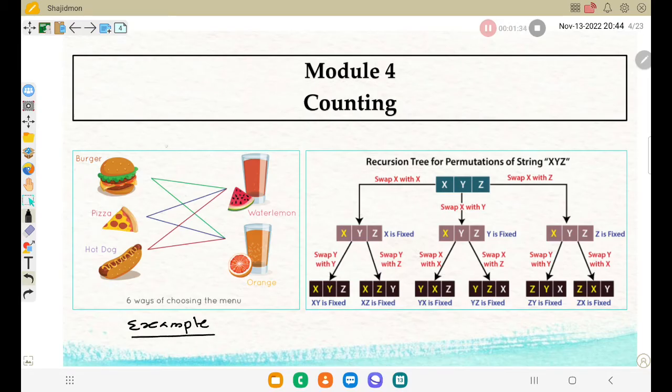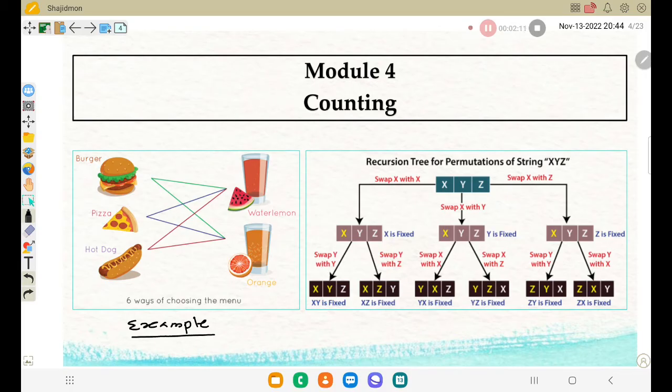For example, if you are going to a shop, you have some eating snack items like burger, pizza, hot dog, and some drinks, watermelon juice and orange juice, correct? When you go to the shop, how many ways can you take the items? That means you need one eating item and one drinking item. So how many ways can we select the items from this menu? This is the first example.